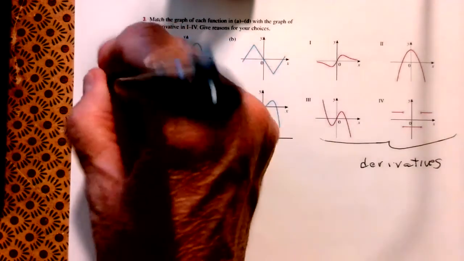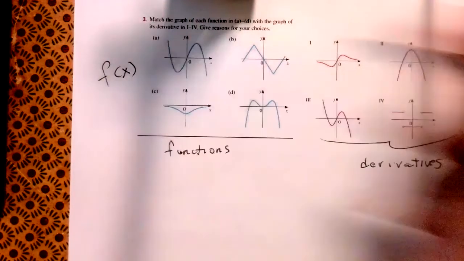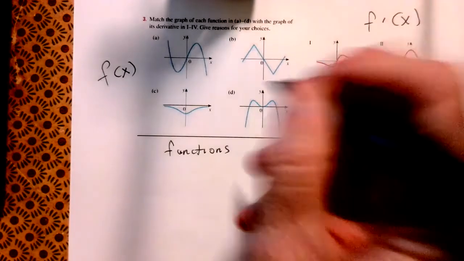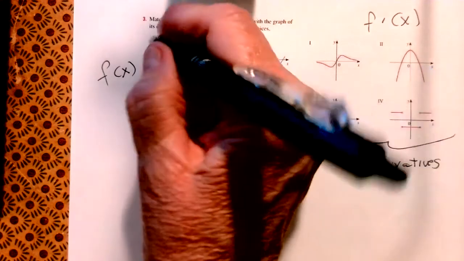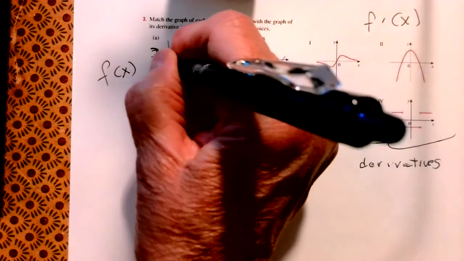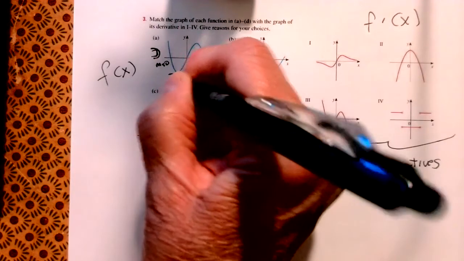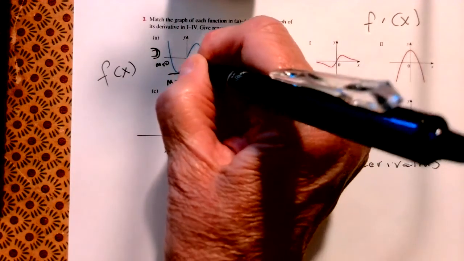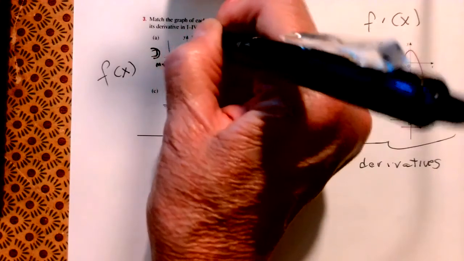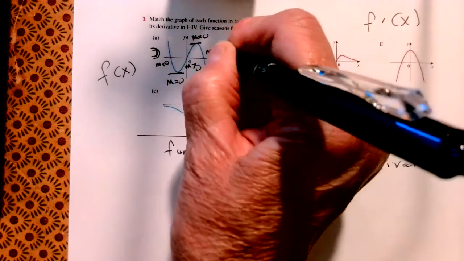So these are f of x. We just said that. And these are f prime x. Okay, so let's start with this one. Now notice that this function is decreasing right there. And so the slope's going to be negative, isn't it? Slope's going to be 0 right here. Then the slope's going to be positive. Then the slope's going to be 0 right here, and then the slope's going to be negative.